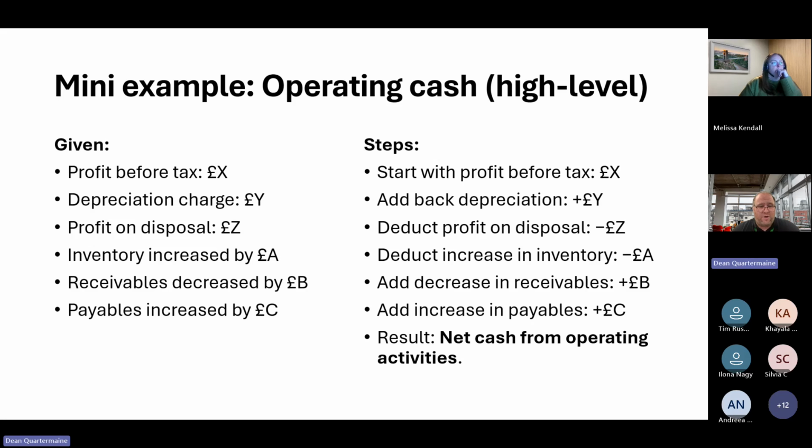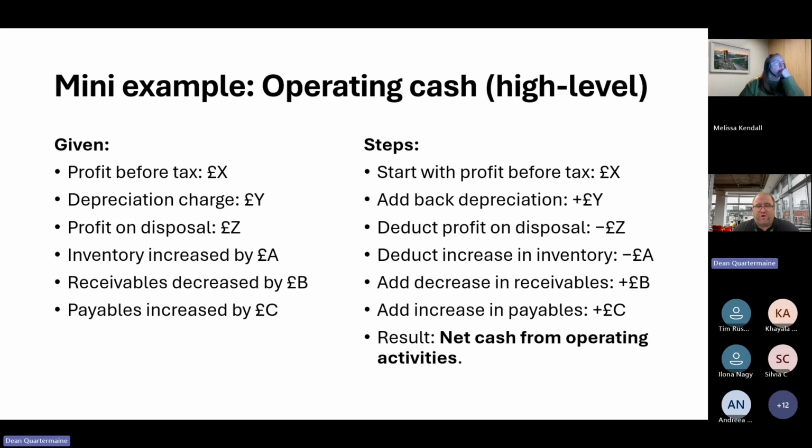And then if you look at what it says here, inventory's increased. So if you see an increase in inventory, it sees a decrease in the cash position. The opposite would be true if inventory decreased year on year, then you'd add it in. So you just do the opposite. So deduct an increase in inventory, so minus A.